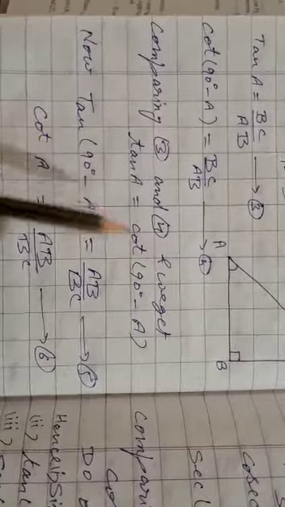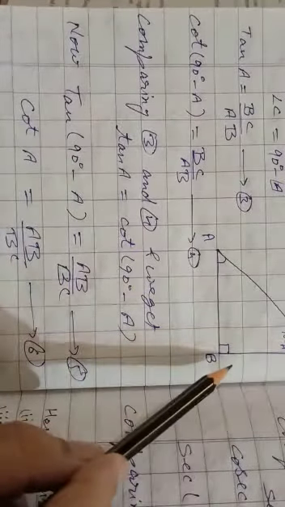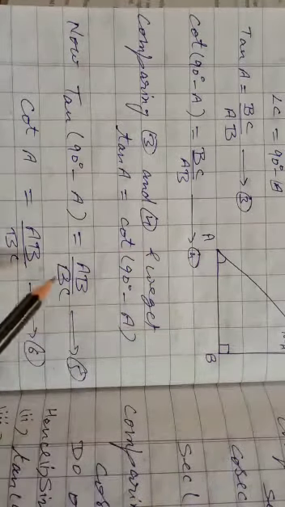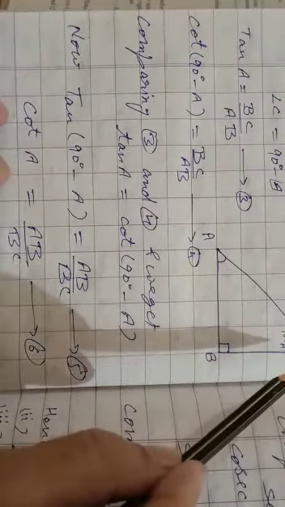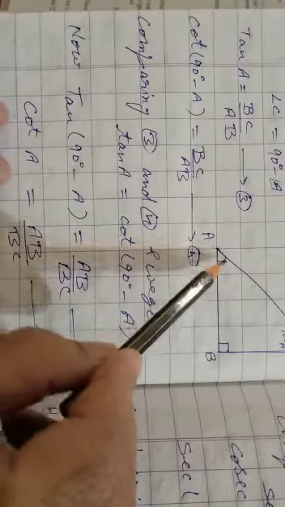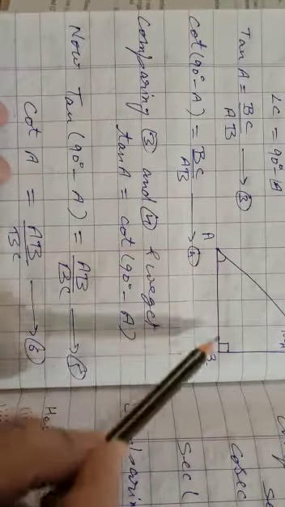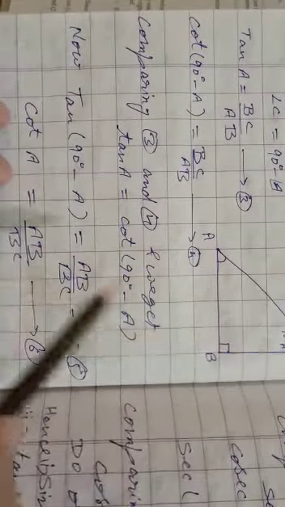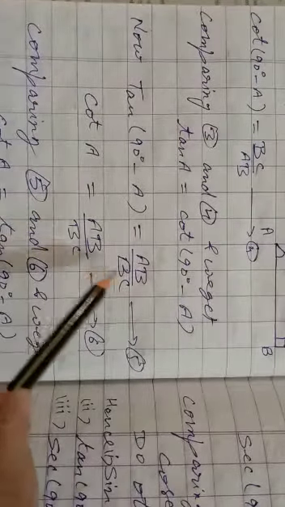Now tan 90 minus A. This is your base. Tan theta perpendicular upon base. So we write AB upon BC. Cot A. If angle A is base, this is your base. This is your perpendicular. Cot A equal to AB upon BC. Right side of both equations are equal. So left hand side also equal. We write cot A equal to tan 90 minus A.